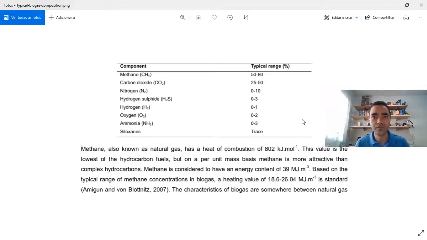I have two biomethane plants under my supervision in the company, and one of them has a lot of H2S content, and the other one doesn't have too much. So once we know the characteristics of the raw material, we can start thinking about what technologies are available that we can use to produce the biomethane, which is our final product.